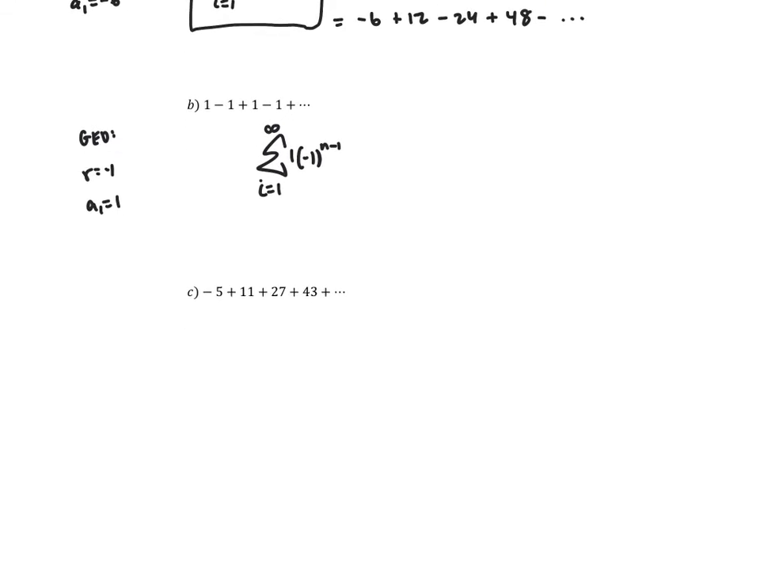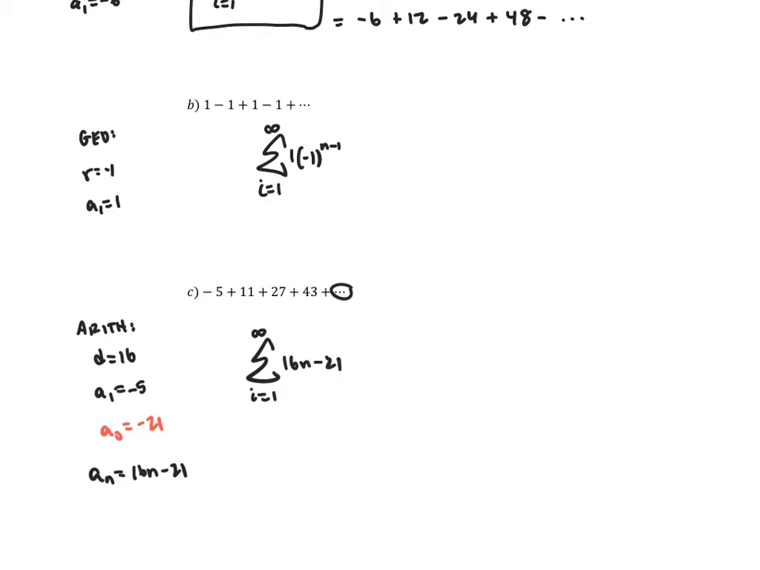Okay, let's see here. Looks arithmetic to me. Okay, I can see a common difference of 16, increasing by 16. First term is -5. And I would find the 0th term, which would be -21. And therefore, I could construct the general term. So a sub n would be 16n minus 21. So the series representation of this would be i equals 1 to infinity. The reason for the infinity is because there is no end to this series of 16n minus 21.